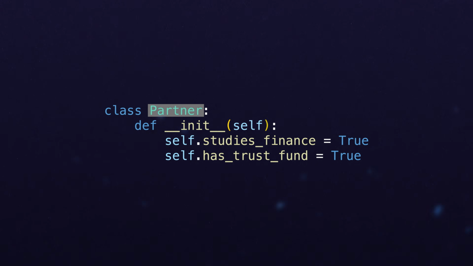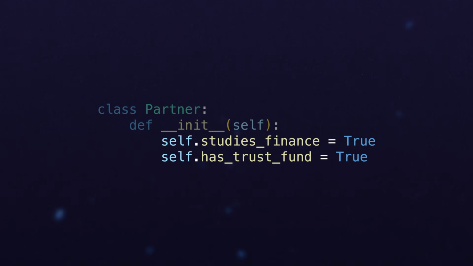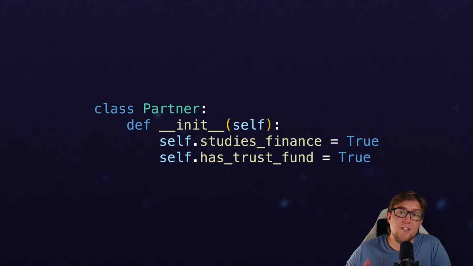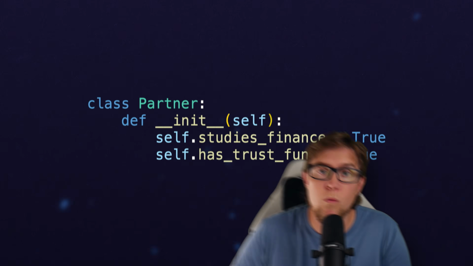In programming, types are how we categorize things. For example, this partner class contains two variables, both of which are Boolean types. So the partner type actually contains other types. And this is common when working with collection types like lists, tuples, and classes. The interesting thing about this partner class is that it really has four possible combinations of values.